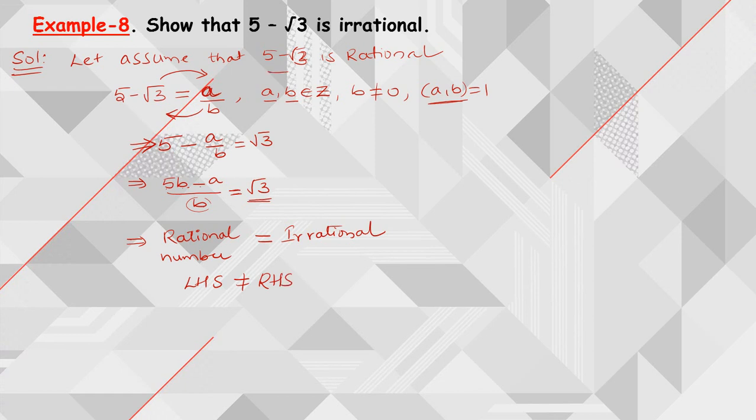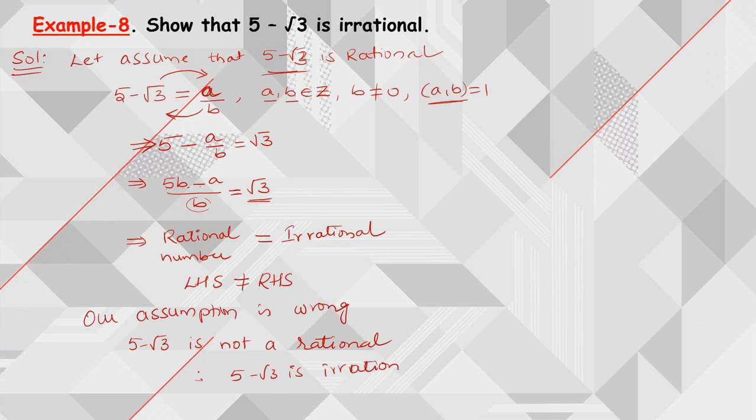So that's why our assumption that 5 minus root 3 is rational is wrong. So from this, clearly we can say, 5 minus root 3 is not a rational number. So 5 minus root 3 is not a rational number, therefore 5 minus root 3 is irrational.